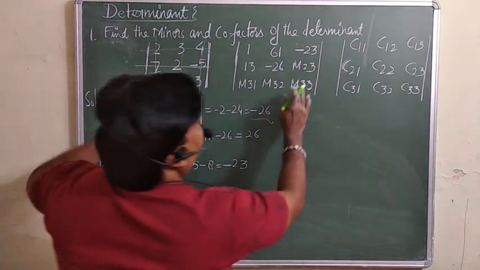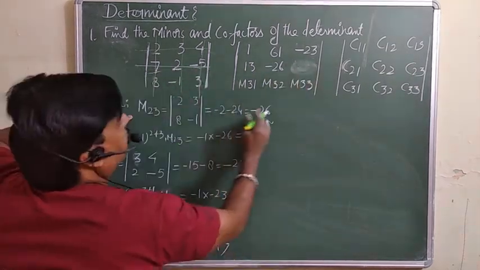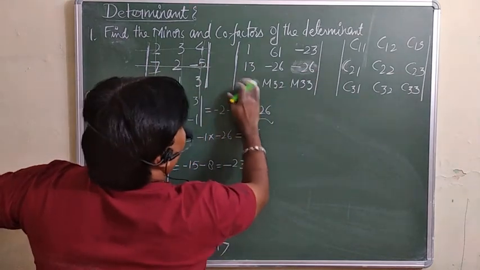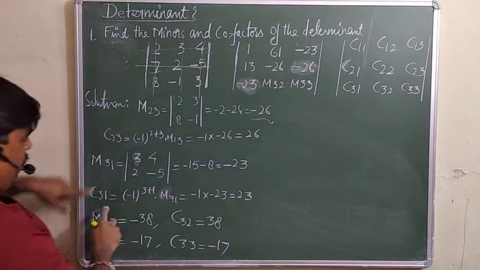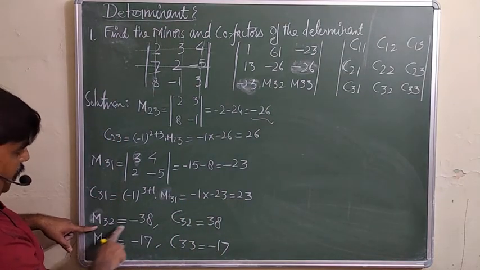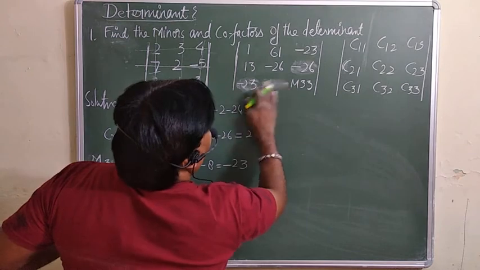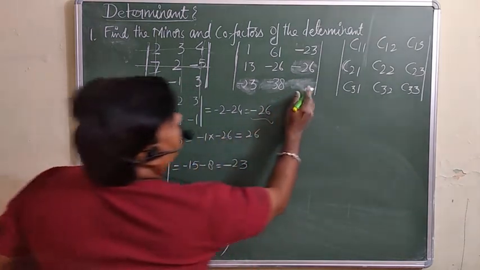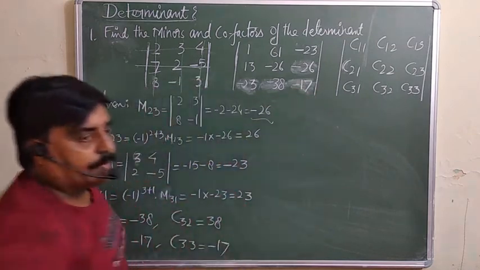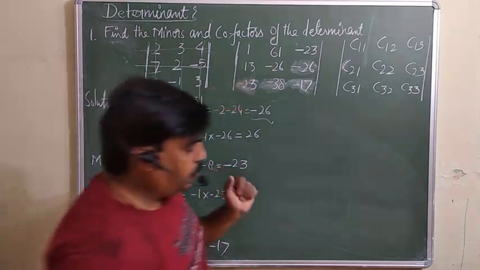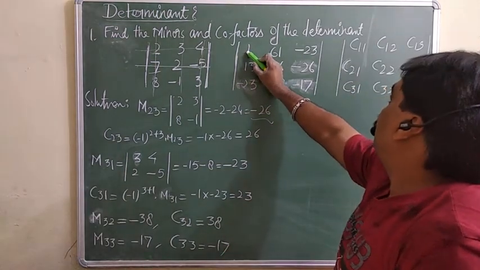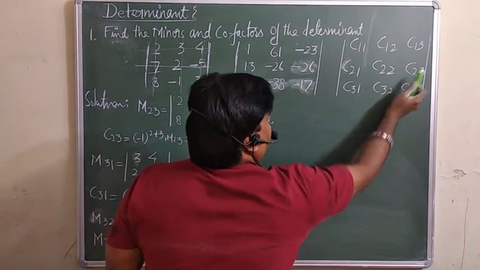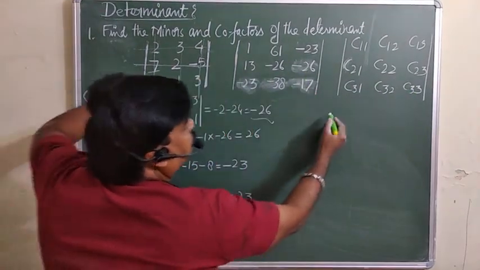So finally what you are getting, M23 is minus 26, and M31 is minus 23, M32 is minus 38, and M33 is minus 17. These are your minors. So for cofactors, only the sign you can change here. Look at here now. Here is the plus, minus, plus, minus, plus, minus, plus, minus, plus. So directly you can write down.